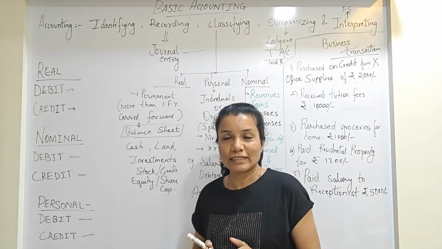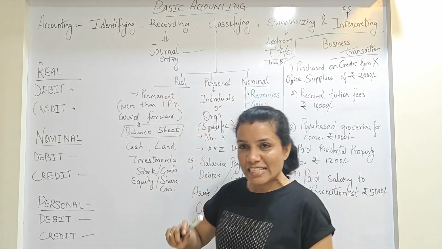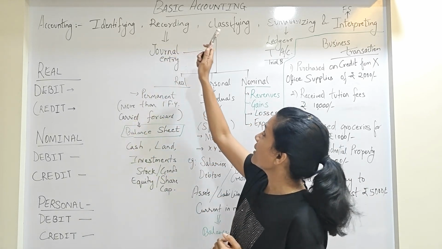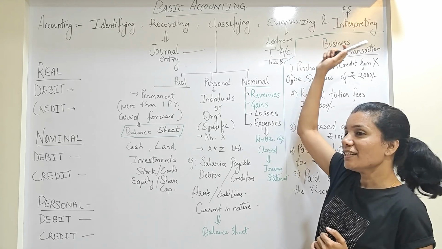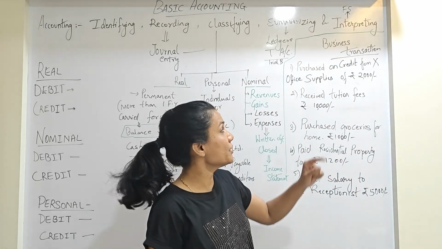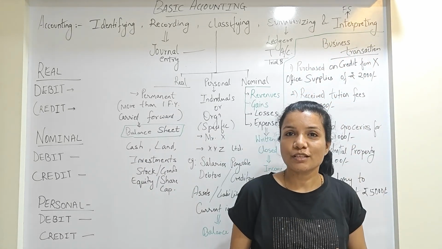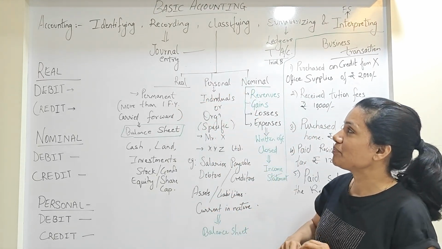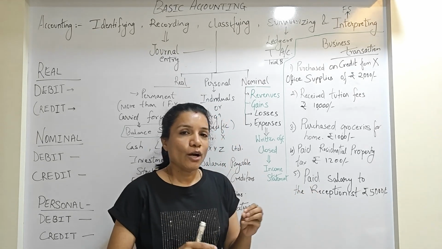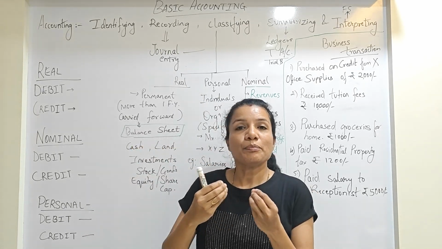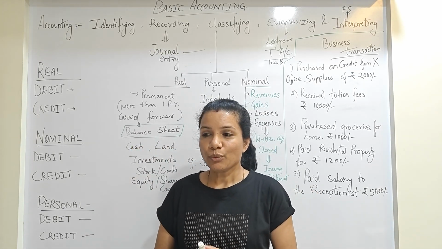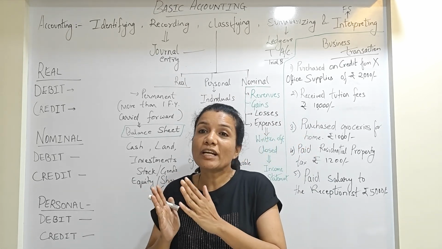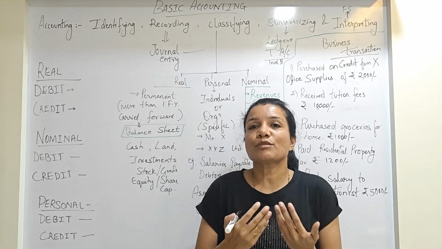The definition of accountancy says accounting is a systematic process of identifying, recording, classifying, summarizing, and interpreting business transactions. So let's break down the definition. In order to prepare accounts for a business, we must understand that the accounts are prepared for the business, so you have to look at the transactions from the business point of view.